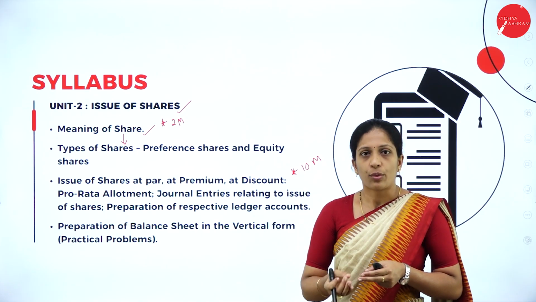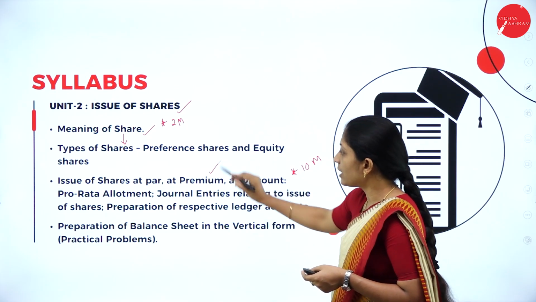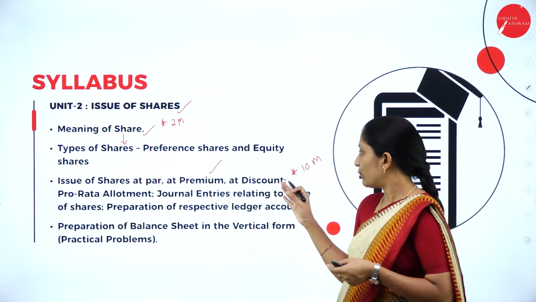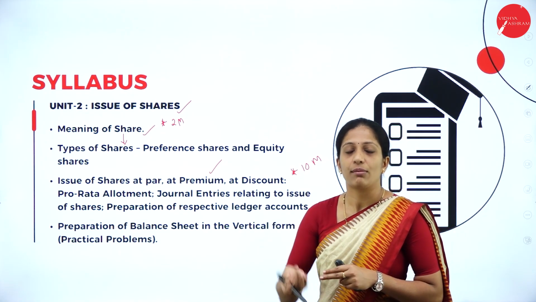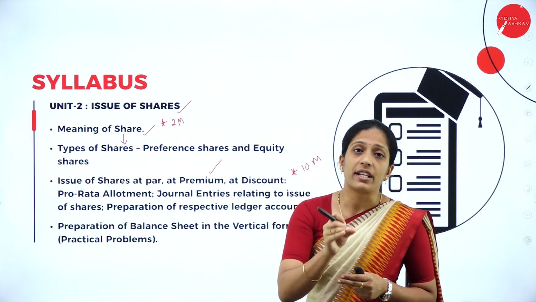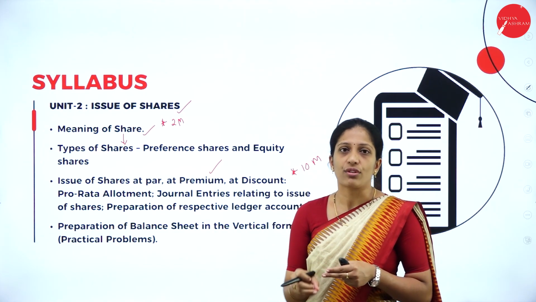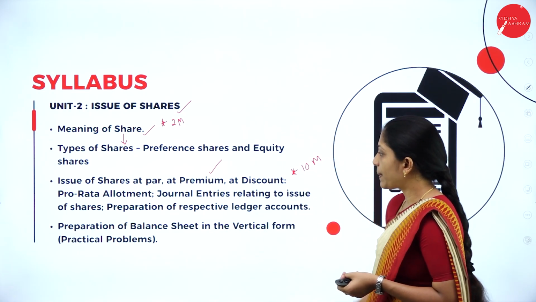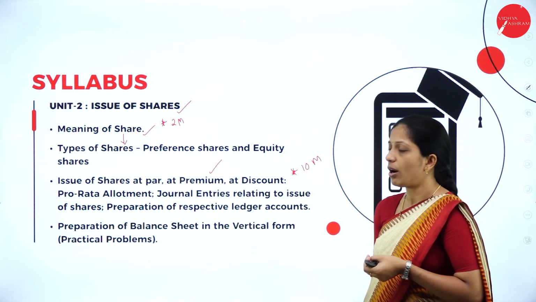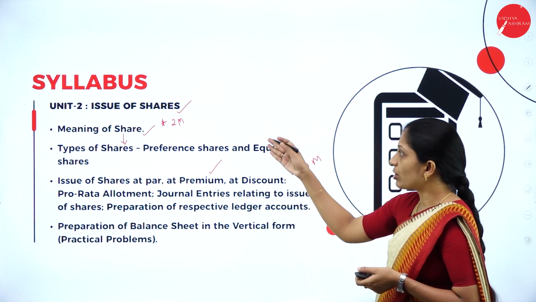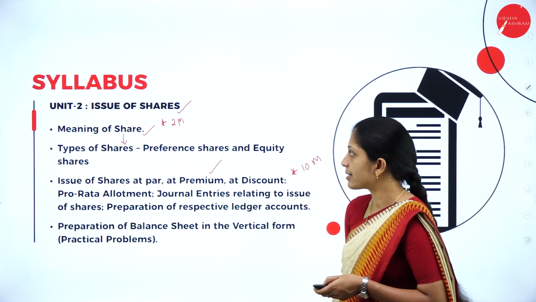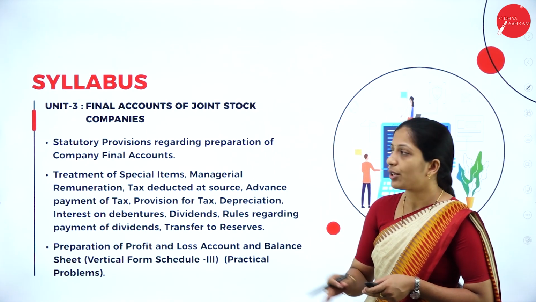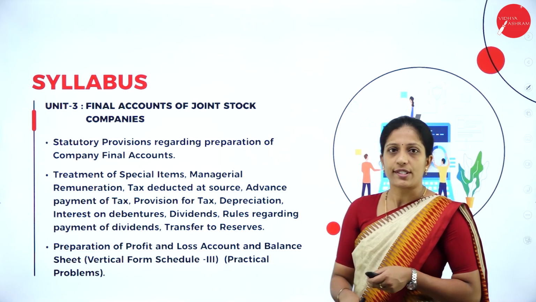Normally you will get a question where the shares are issued at premium. You can go through this problem and easily attempt this question, because you have already learnt about it and you are going to revise it once again. Next, preparation of balance sheet in vertical form, practical problems. These are the concepts you are going to learn under issue of shares. Now coming to your third unit, unit 3, final accounts of joint stock company.